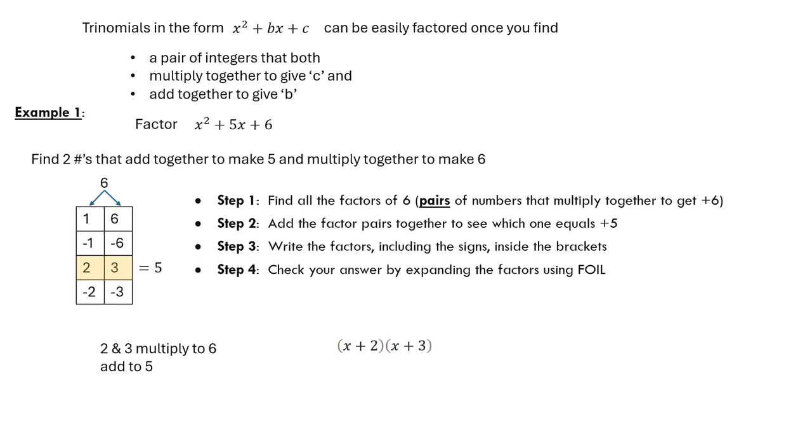Now, when we get these two numbers, we can simply present them in the following format. We put our x at the beginning of the brackets and our 2 and 3 at the end of the brackets. So in this case, x plus 2 and x plus 3 is the expression x squared plus 5x plus 6 factored. We can prove that by expanding it again using the FOIL method, and when we do, we end up with the same trinomial that we started with.